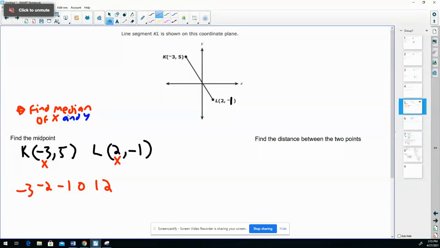So now I just find the middle. So we cross them out, right? -3, 2, -2, 1. And now my median is in between -1 and 0. So between -1 and 0 is -0.5, right? Halfway between 0 and -1.